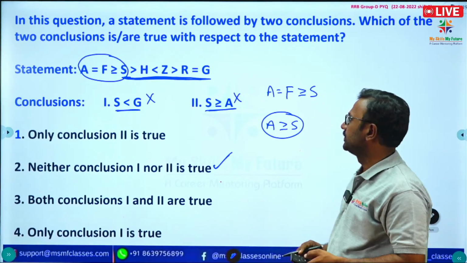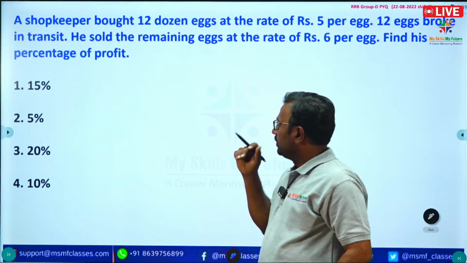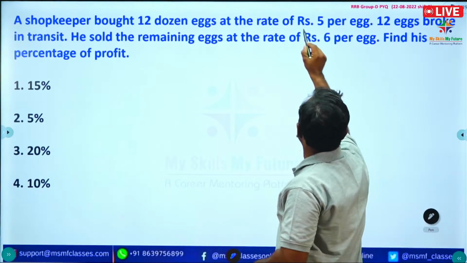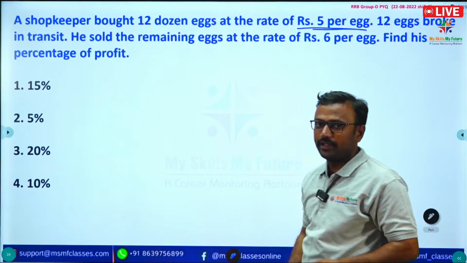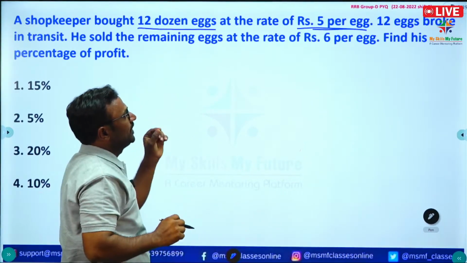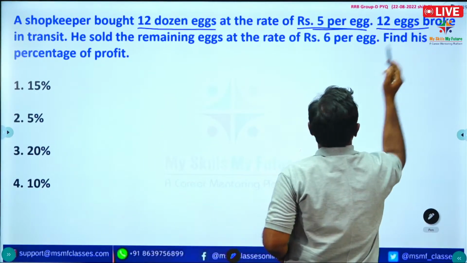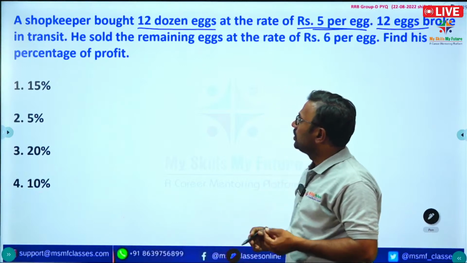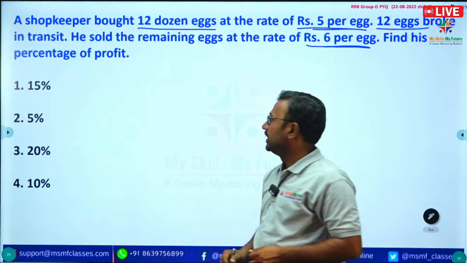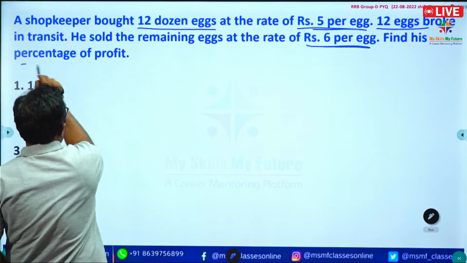Next question. See the question here. A shopkeeper bought 12 dozen eggs at the rate of rupees 5 per egg. 12 eggs broke in transit. He sold the remaining eggs at the rate of 6 per egg. Find his percentage of profit.